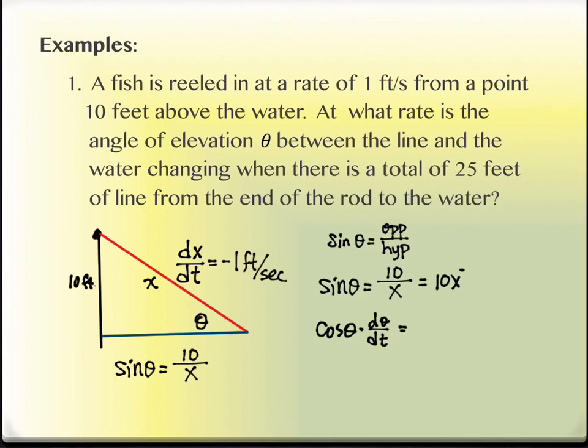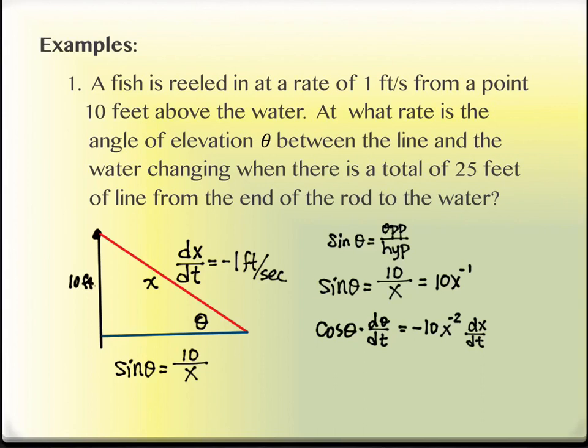On the other side, I'll rewrite this. This is 10x to the negative 1. What's the derivative of 10x to the negative 1? Negative 10 x to the negative 2. And then that x is changing with time, dx dt. Okay, everybody good?